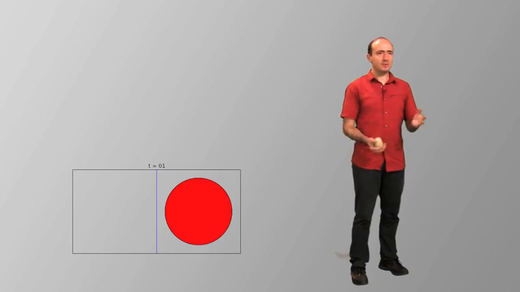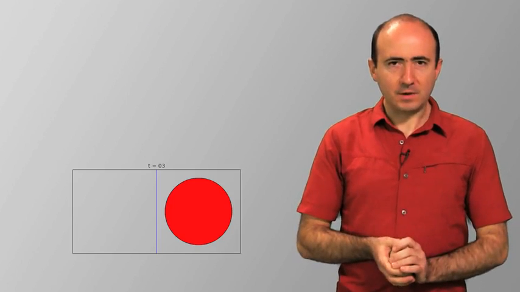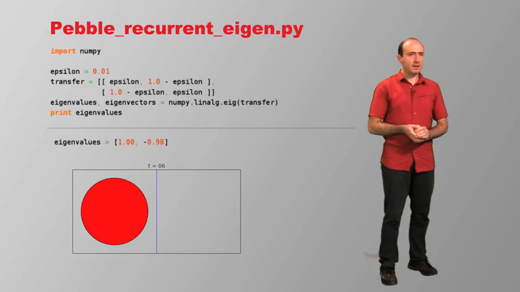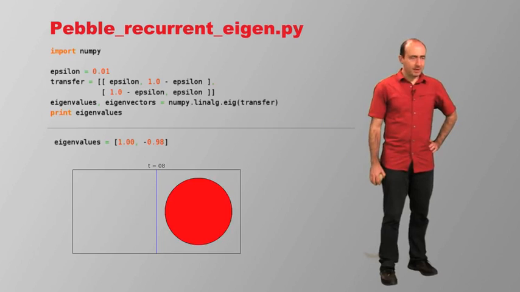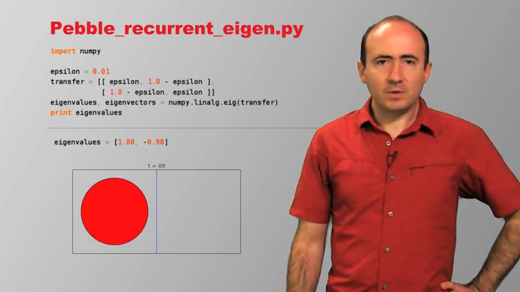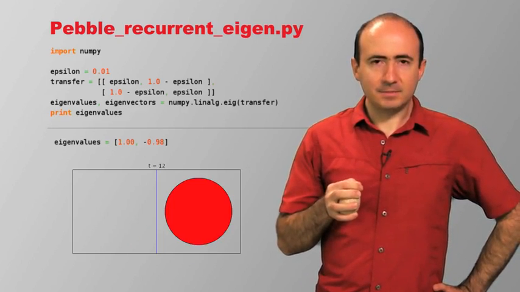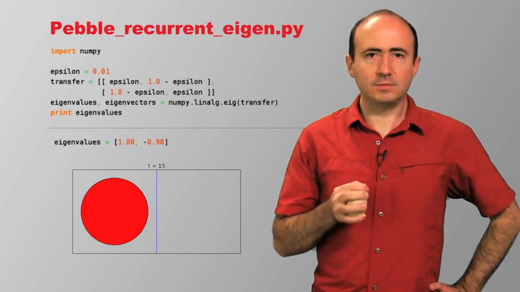Fortunately, recurring states can be easily avoided. In our example, imagine that we allow the pebble to stay in the same configuration with a small probability epsilon. Every now and then, the pebble will stop and stay in its position. In the program pebble recurrent eigen.py, you will see how, with a small finite epsilon, the steady state becomes the unique eigenvector of unit modulus.